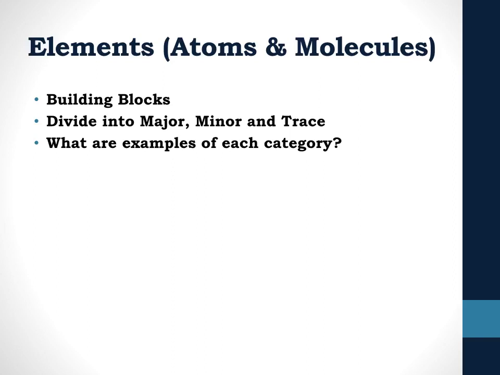When we look at these building blocks of the body, we break it into 3 distinct categories based off of mass. How much happens to be there? Major, the most mass. Minor, less mass. Trace elements are elements that are needed for reactions in very, very small quantities. So let's take a look at examples of them.